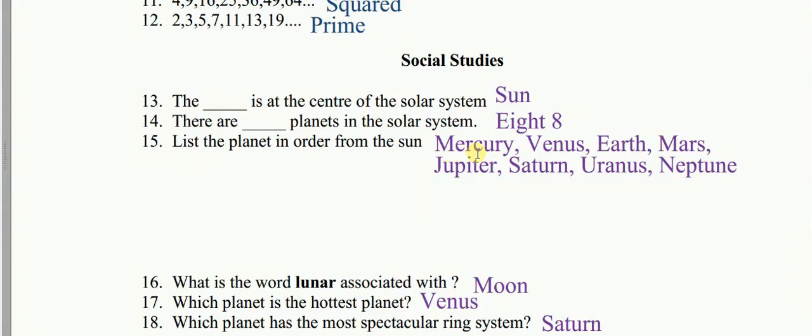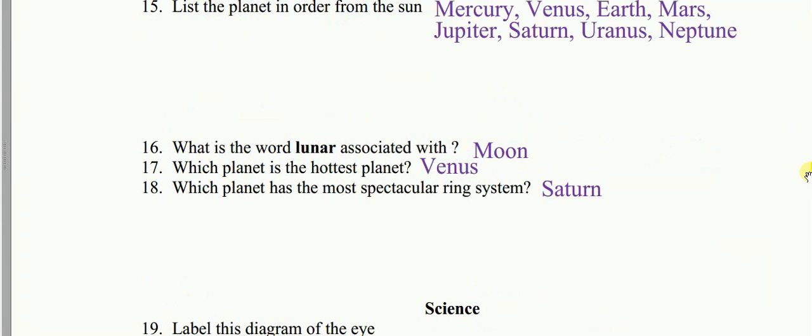So one very easy way is to say, my very elegant mother just served us noodles, being Mercury, Venus, Earth, Mars, Jupiter, Saturn, Uranus, and Neptune. Next, we have number 16, the word. What is the word lunar associated with? And that would be the moon.